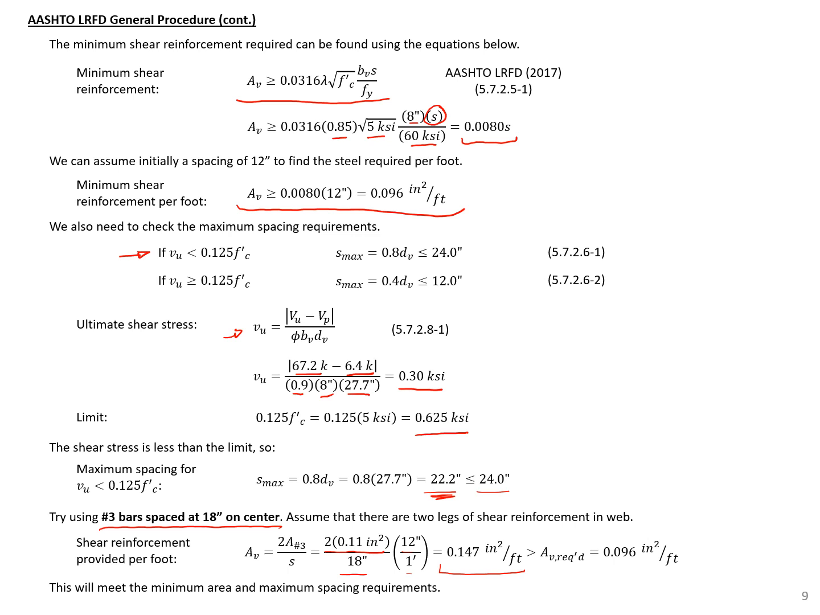And we can see that this is greater than our Av required from our Av min expression. So we're okay there. And we can see that our 18 inches is less than our 22.2 inches, so our spacing meets the maximum spacing requirement. So here we can see that number 3 bars spaced at 18 inches on center meet our minimum area and maximum spacing requirements per AASHTO.